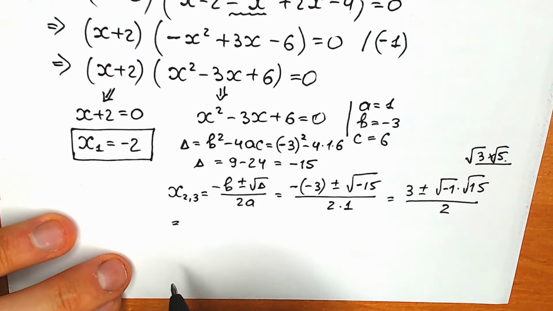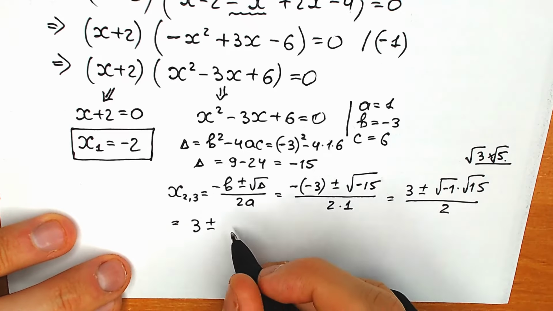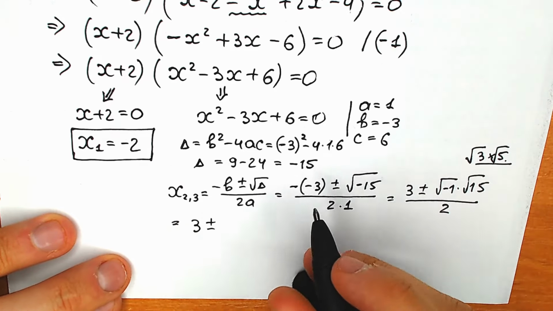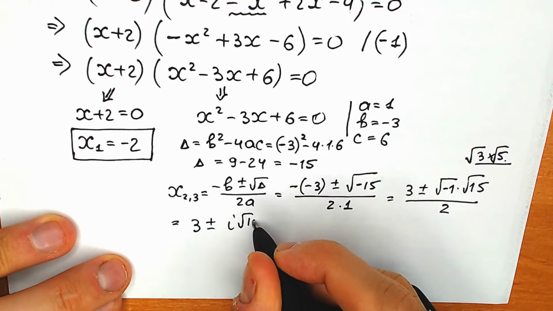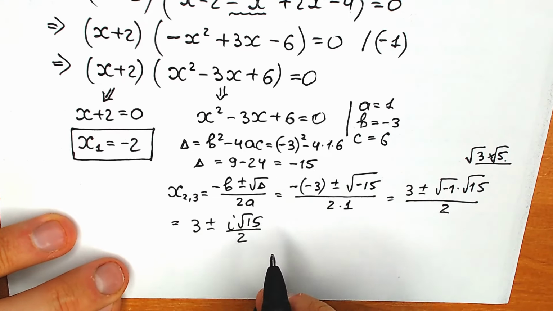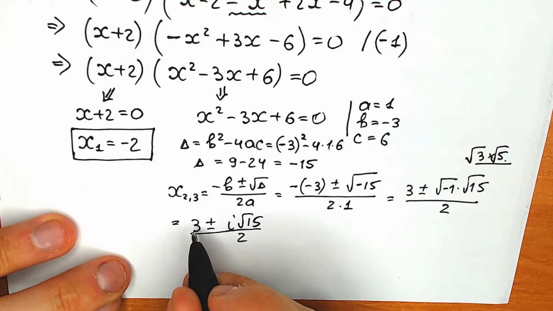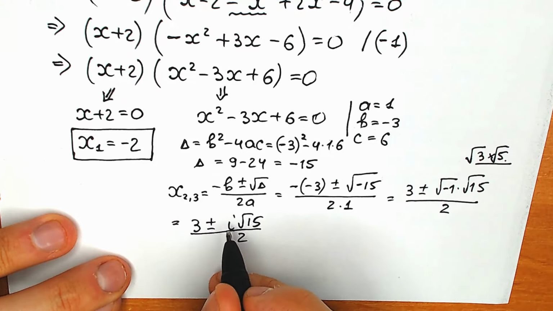Right now, what do we have here? We have 3 plus minus square root of minus 1 equal to i, and square root of 15, we'll leave it like that. So we have i square root of 15 over 2. And of course, right here we have something like that. And I suggest you divide both sides, so both values, 3 and i square root of 15.